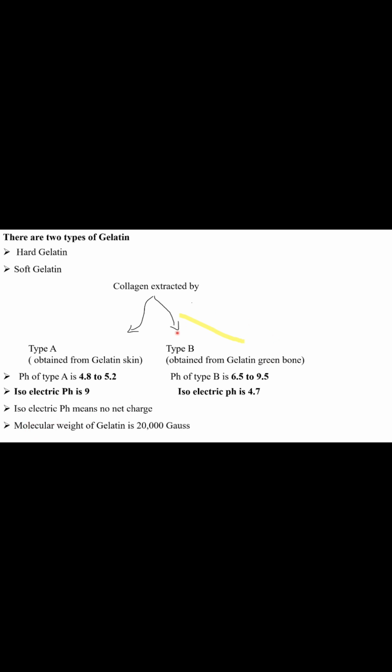Okay. Type B is obtained from the bone, and it has a pH between 6.5 and 9.5, and the isoelectric pH is 4.7. Note, the isoelectric pH and also the pH of type A and type B are important for GPAT and PGCET exams. Here another point is type A is obtained from acid treatment, and type B is obtained from base treatment.